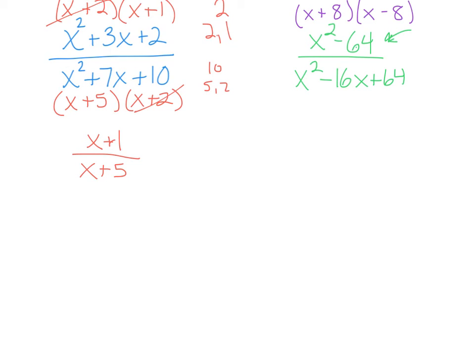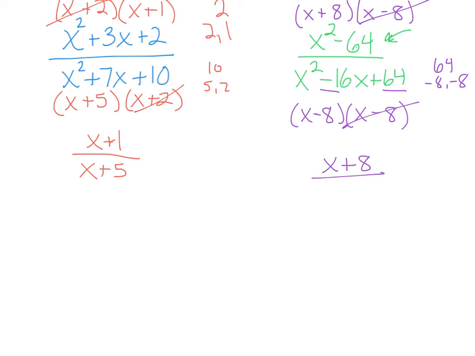As opposed to the bottom one, what multiplies to get 64 that adds to negative 16? That'd be negative 8 and negative 8. So we've got x minus 8 times x minus 8. Remember, only one of those negative 8s can cancel. So our final answer is x plus 8 over x minus 8. We can't cancel anything from those. They don't have common factors, so we just leave it.